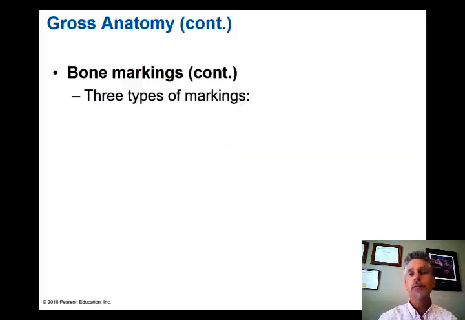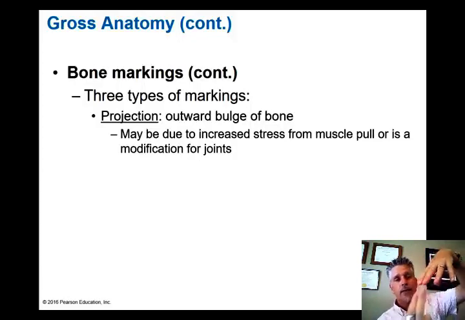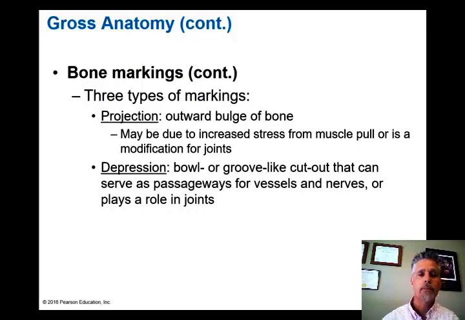So there's three major types of bony markings. Those things that stick out, so these are projections, and they oftentimes give a place for a ligament to attach, or if you have a muscle and a tendon coming down, if you have something sticking out, it can hold on to that. We also have depressions, right?